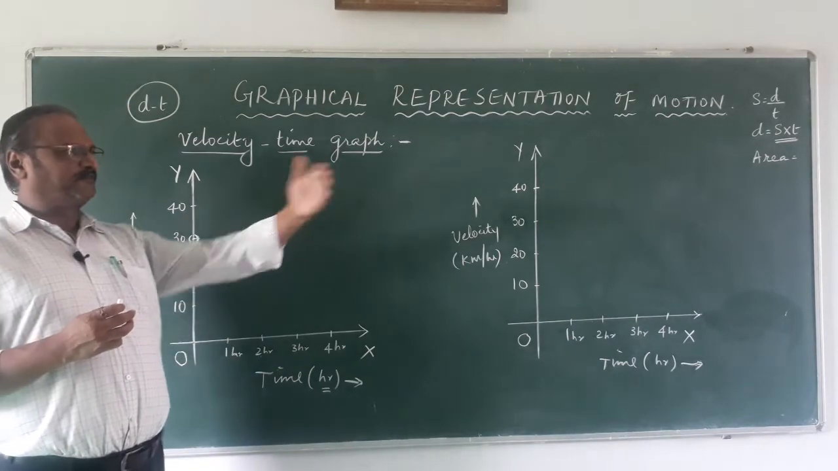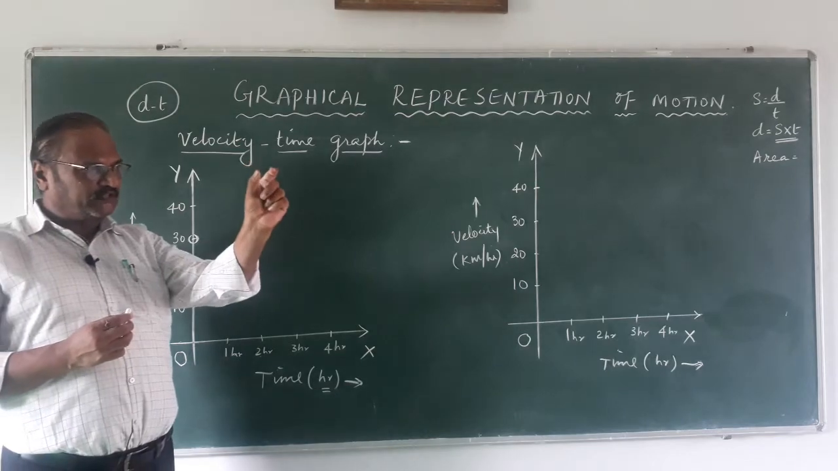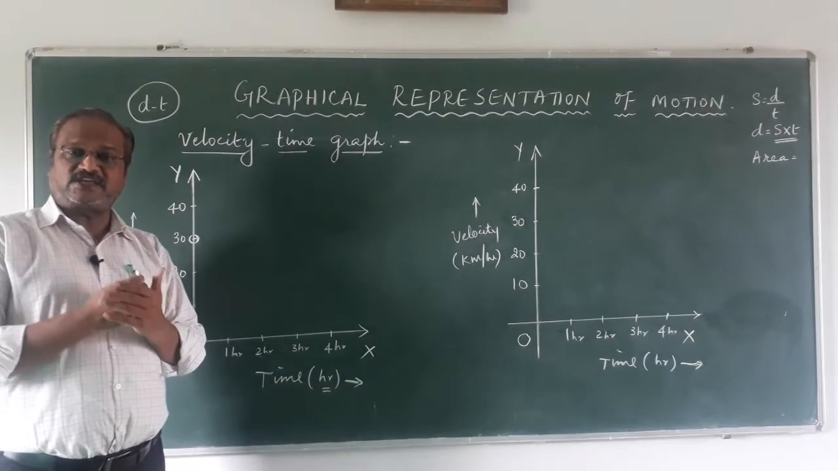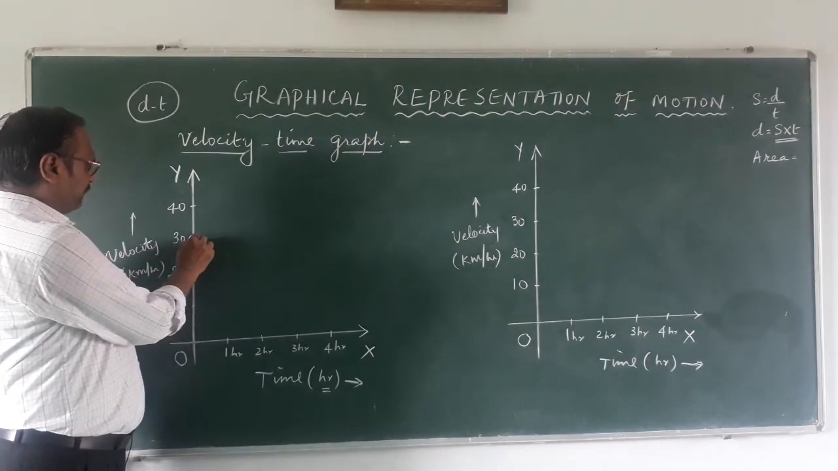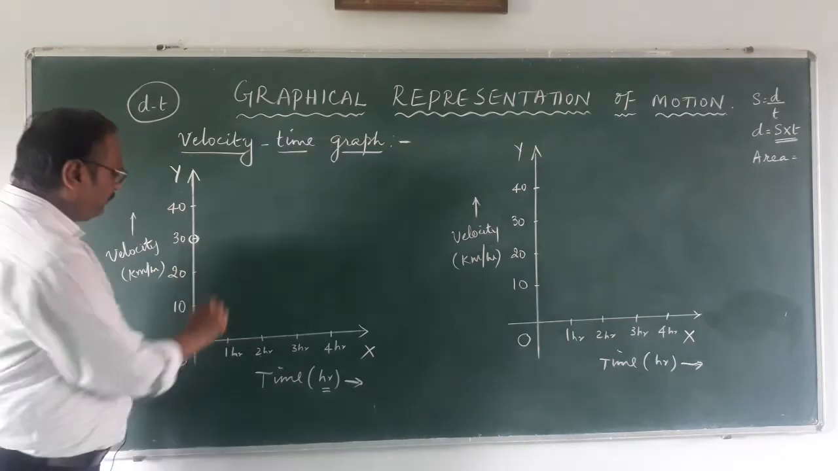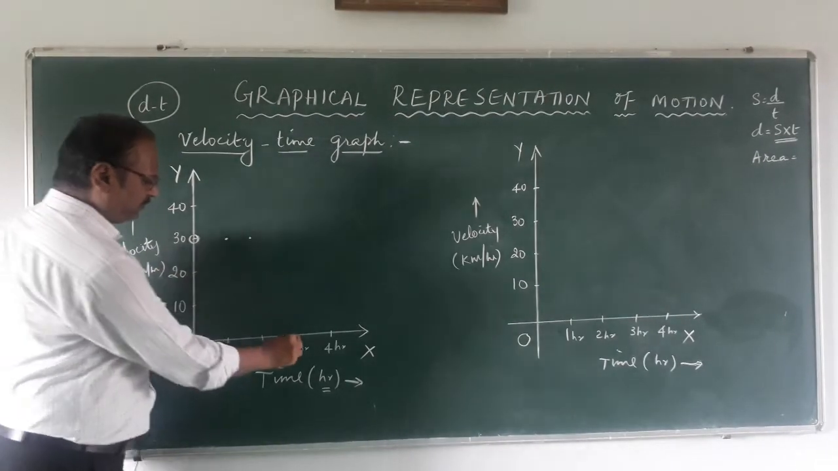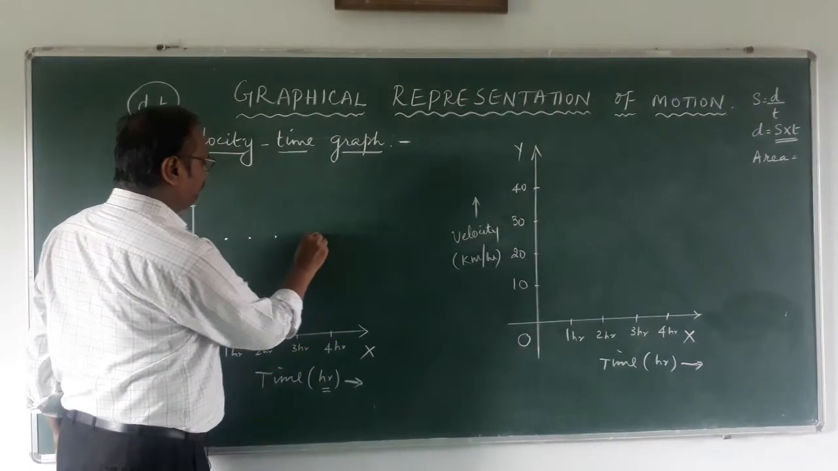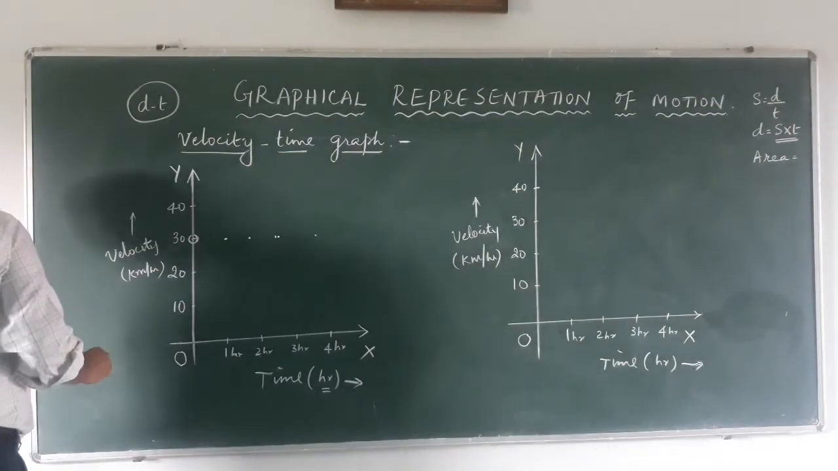Now, I am the observer. On the road, I am observing a car going, and I see that the car is going with a constant velocity. The velocity is remaining the same. Let us say it is remaining the same at 30 kilometer per hour. After 1 hour, 30 kilometer per hour. 2 hour, 30 kilometer per hour. 3 hour, 30 kilometer per hour. 4 hour, 30 kilometer per hour. It is going with a constant, same speed.